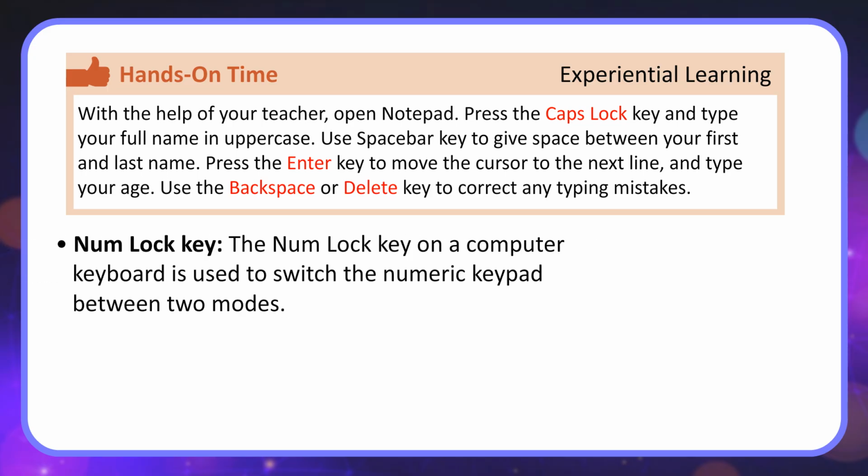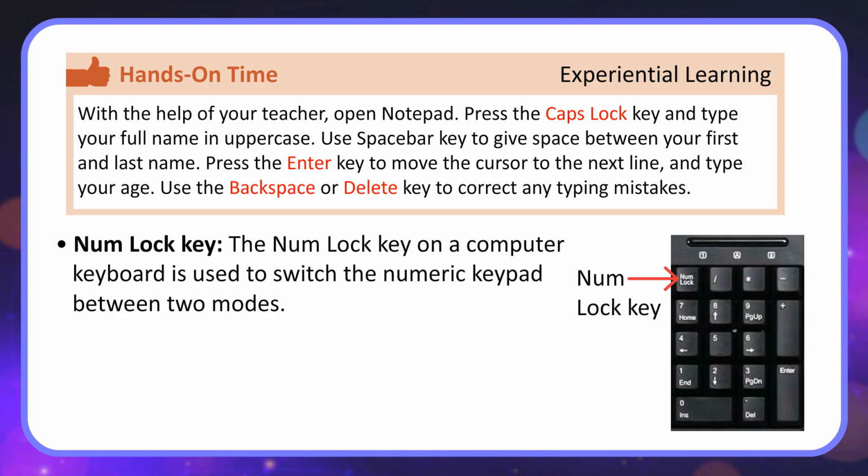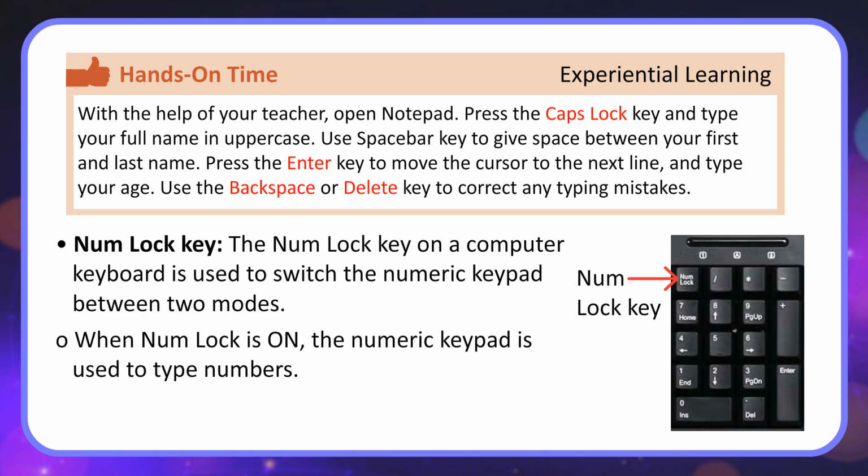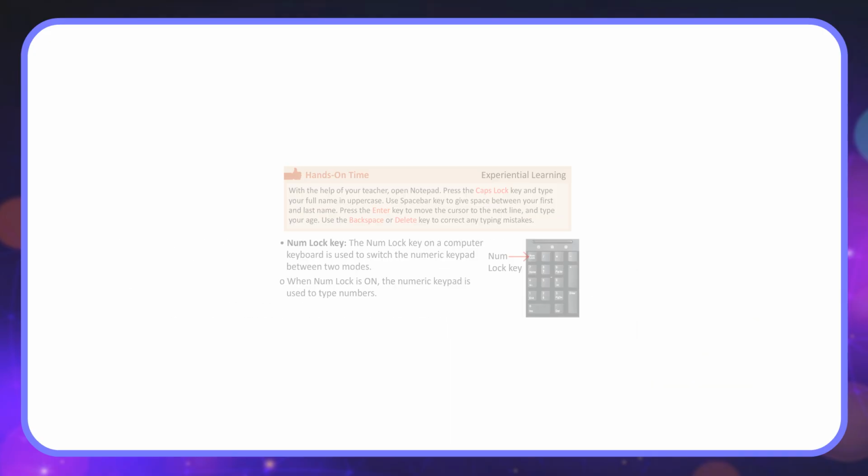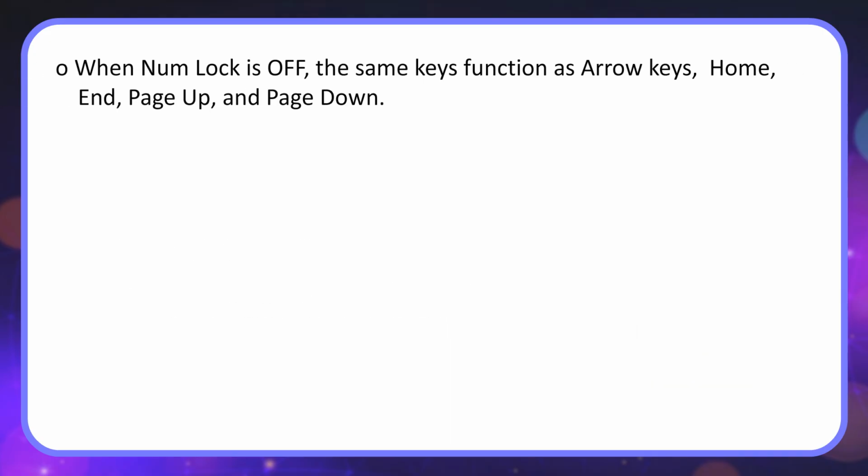Num lock key. The num lock key on a computer keyboard is used to switch the numeric keypad between 2 modes. When num lock is on, the numeric keypad is used to type numbers. When num lock is off, the same keys function as arrow keys, home, end, page up, and page down.